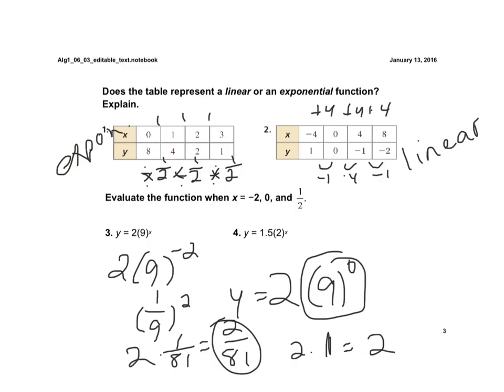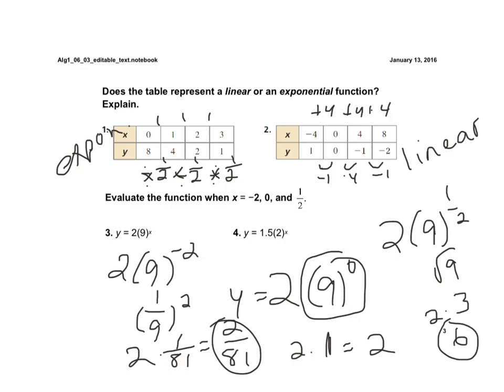And then they want me to plug 1/2 in. So I have 2 times 9 to the 1/2 power. Remember, a fractional exponent is the square root. So 9 to the 1/2 is the square root of 9, which is 3, and then 2 times 3 is 6. All right? And we do the same thing for number 4.